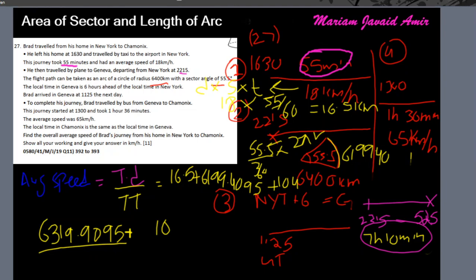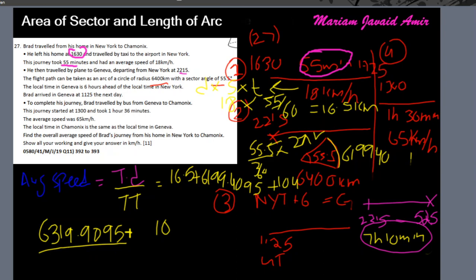Also, I've missed out another piece of information, that he left his home at 16:30 and traveled by taxi to the airport in New York. So this journey took 55 minutes. So add 16:30 and 55 minutes to determine the time he reaches the airport. 16:30 plus 55 will be 17, and 30 plus 55 minus 60 is 25. So this is 17:25.